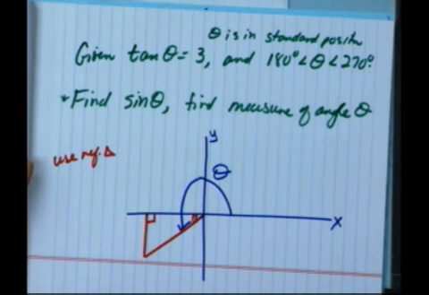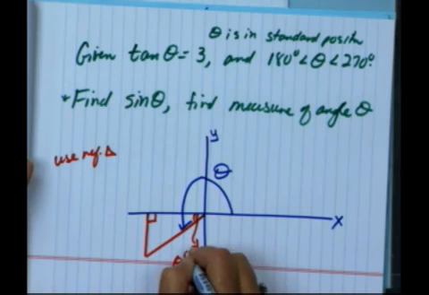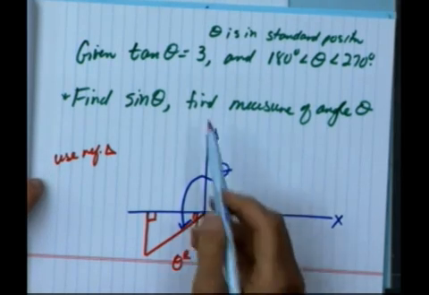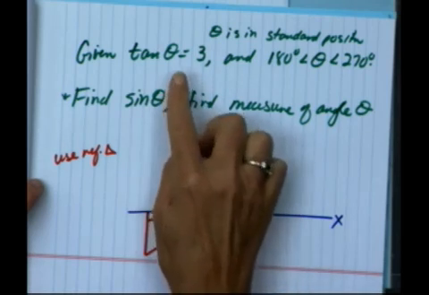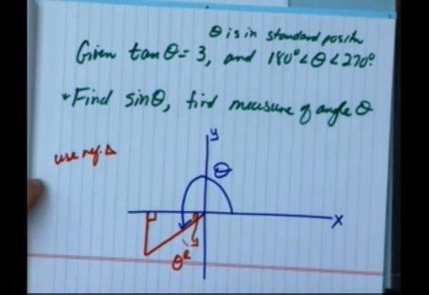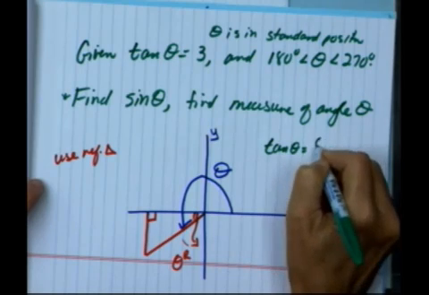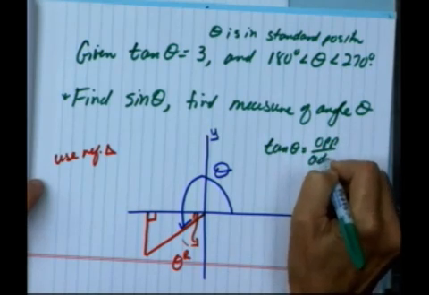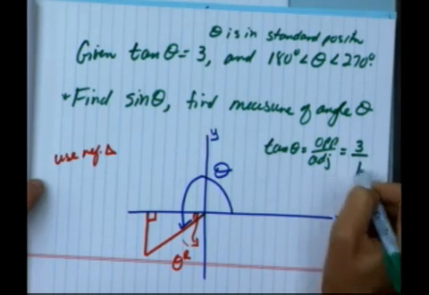Now remember, this is little theta r, my little reference angle. We really are talking about the tangent of the big angle theta. For this big angle theta, the tangent is equal to 3, and we define tangent to be opposite over adjacent. So the tangent of theta is the opposite over the adjacent, and that's equal to 3, which you might want to write as a fraction, 3 over 1.